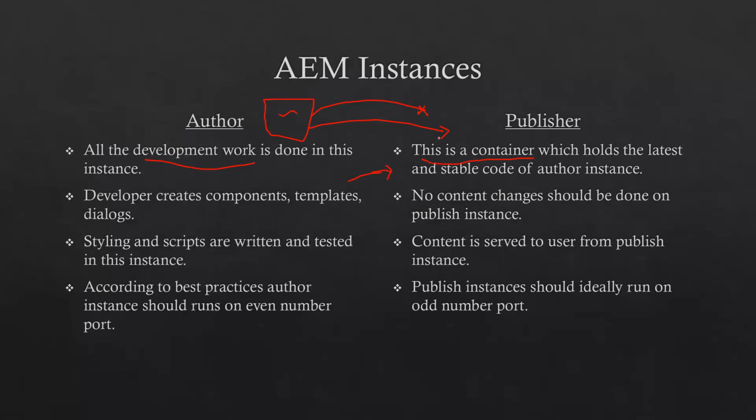No content change should be done in the publisher environment. This environment serves the content to the end user. By default, there is a best practice that we follow: the publisher instance should run on an odd number port, and similarly, the author instance will run on an even number port. This is just a theoretical difference for now. You will understand it a lot better once we dive more into the further sessions.